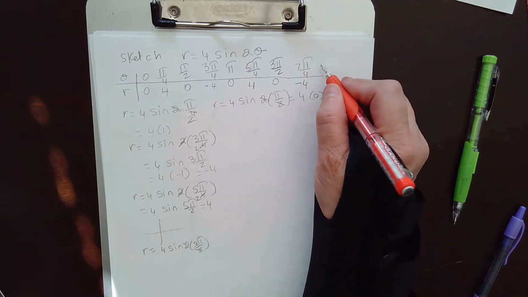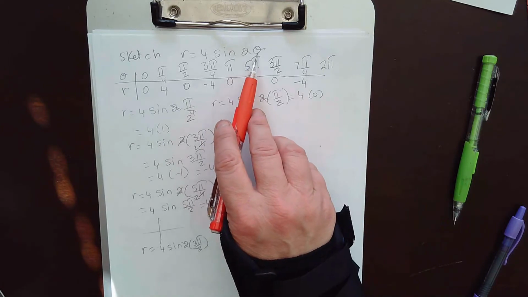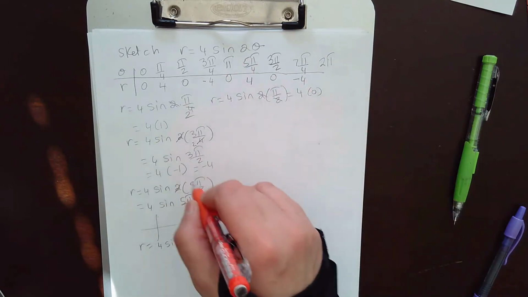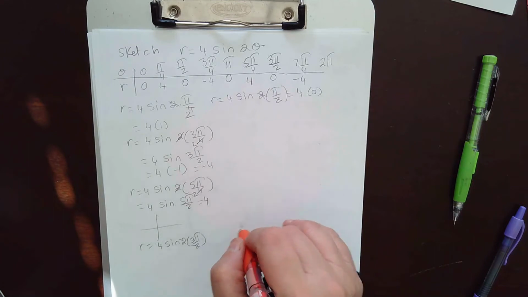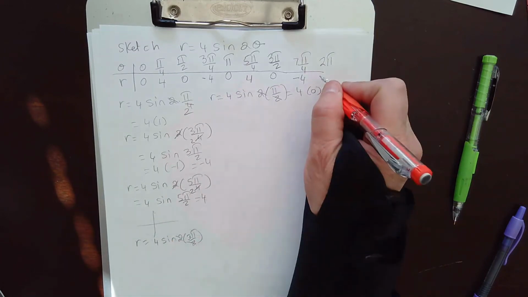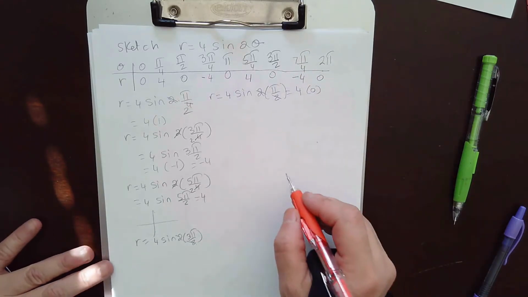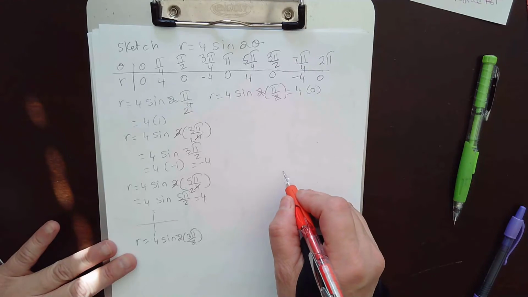Now if we select 2 pi, that's easy to see. 2 times 2 pi is 4 pi. Sine 4 pi is like going 2 full circles, right? 1, 2 pi, 2 pi, so that's 0. So let's go ahead and graph this. Here's your pole.